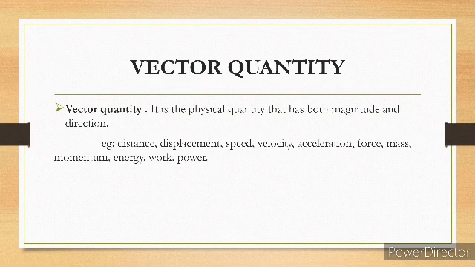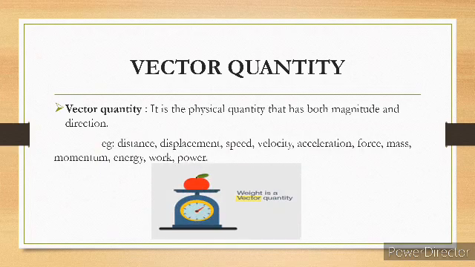Next, vector quantity is the opposite of scalar quantity. In scalar quantity there is only magnitude but no direction, but in vector quantity there are both magnitude and direction. For example, here I've given distance, displacement, speed, velocity, acceleration, force, mass, momentum, energy, work and power. All these are examples of vector quantity.